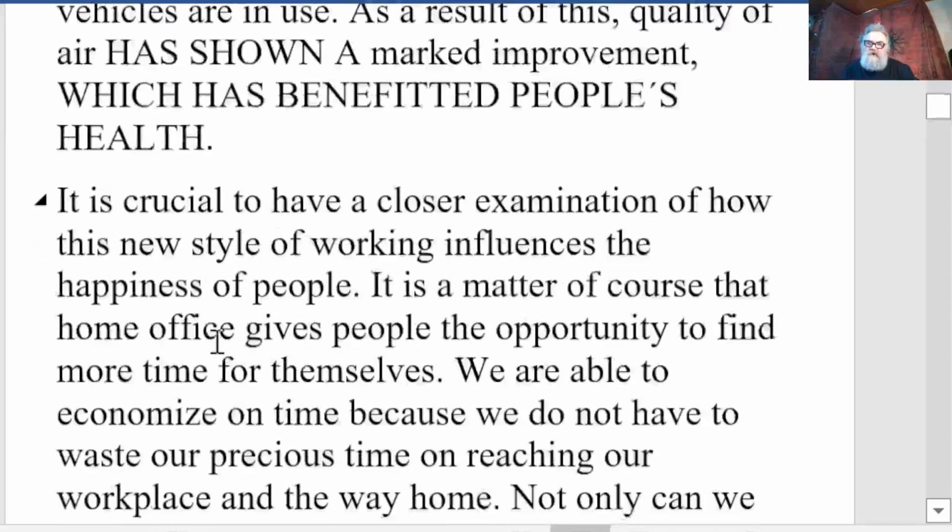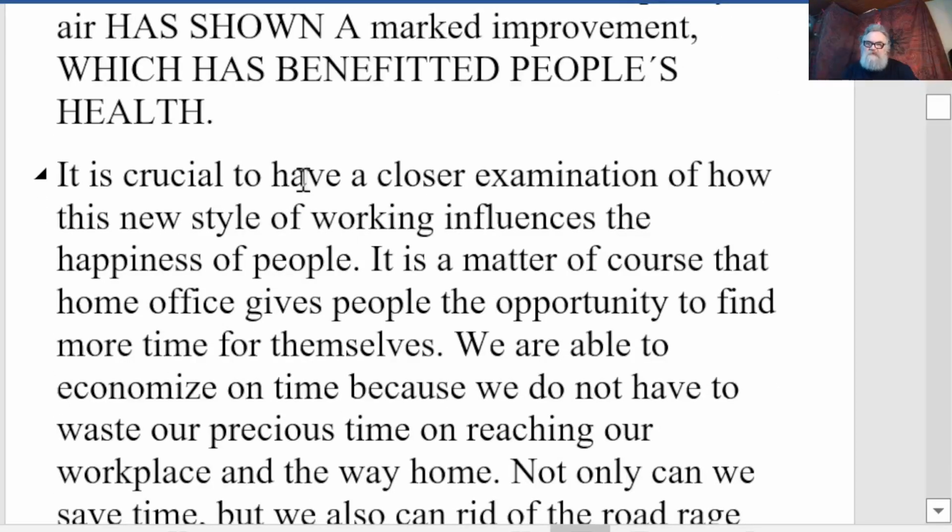It is crucial to have a closer examination of how this new style of working influences the happiness of people. Okay, so you remember what we were doing the other day about subjunctives? It is crucial. This is asking for a subjunctive. It's crucial to have. It's not wrong. Okay, it is crucial that we should examine. Okay, it's crucial to have a closer examination.